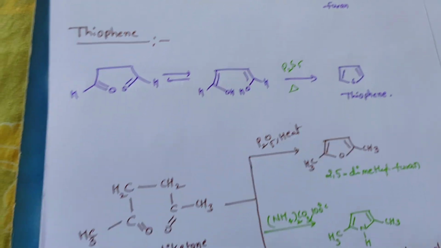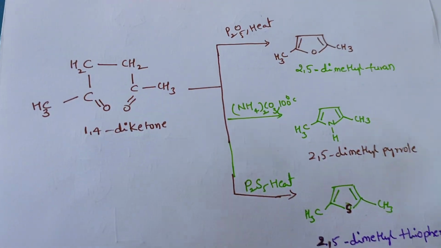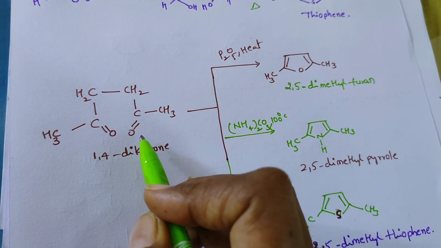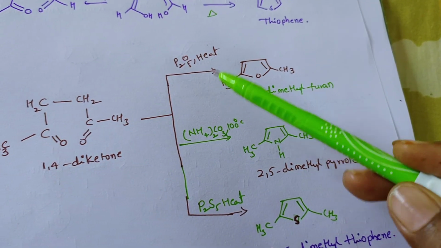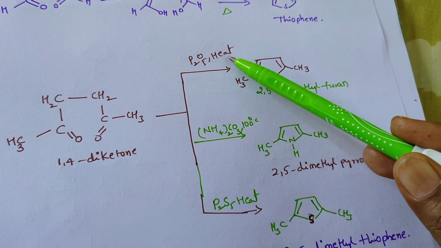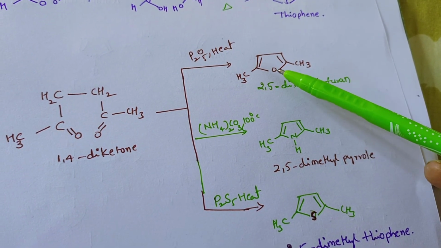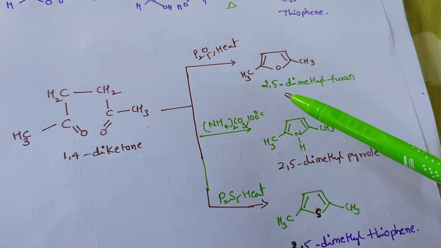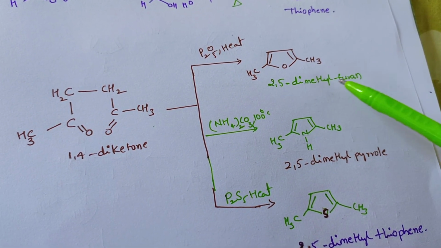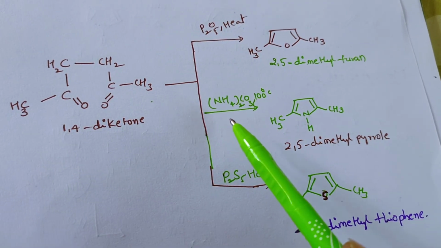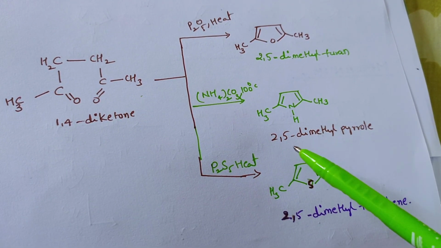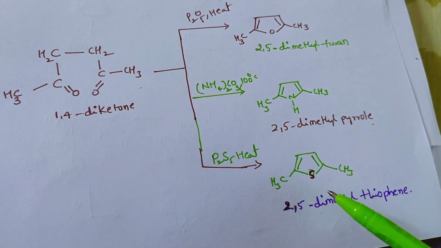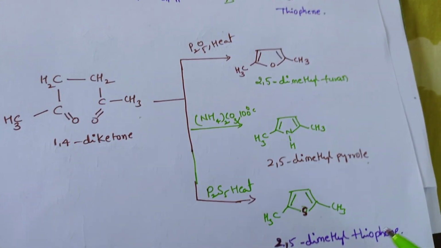If you want to prepare derivatives of pyrrole, furan or thiophene, you take a structure like this. If you treat it with P2O5 and heat, you will get the furan, and here you have a CH3 group. So you will get 2,5-dimethyl furan. If you treat with ammonium carbonate, you will get 2,5-dimethyl pyrrole, and with P2S5 and heat you will get 2,5-dimethyl thiophene.